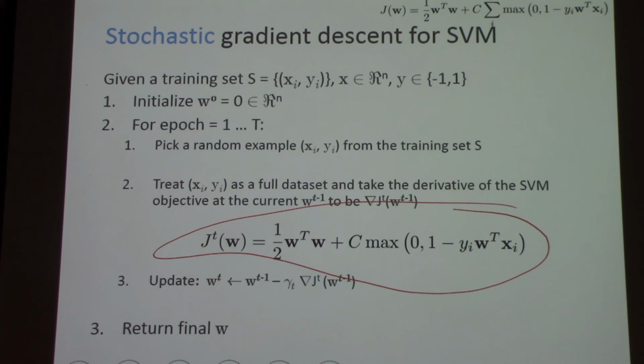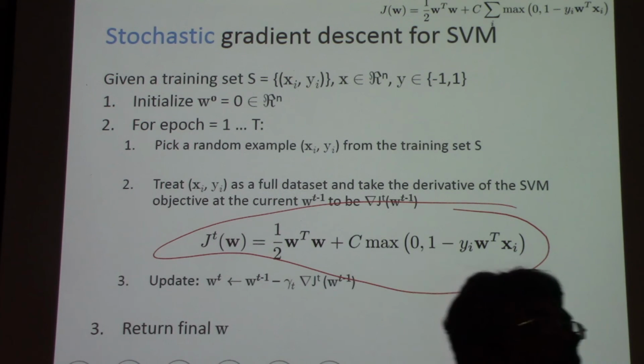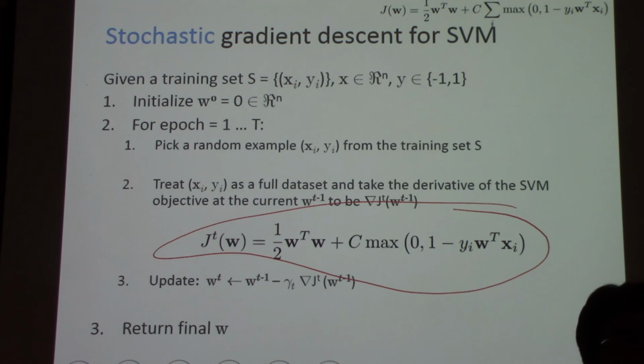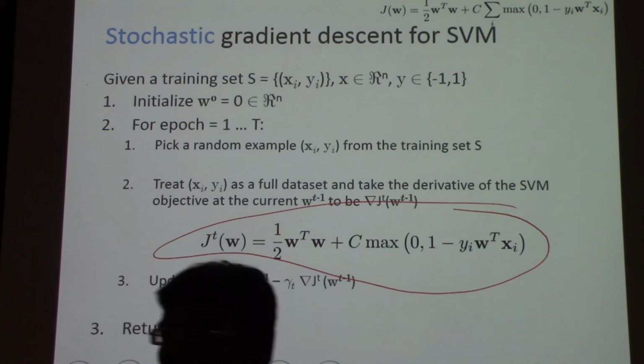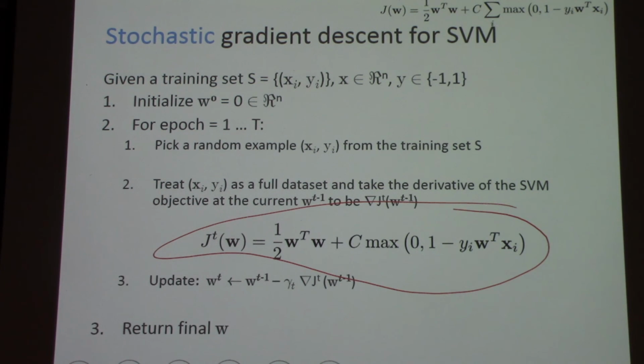And that's one step. And then again, randomly pick another example, pretend that that's your entire training set, take the derivative, take a step. And keep iterating. This strategy is called stochastic gradient descent. It's stochastic because you're randomly picking training examples, pretending that it's the entire training set, and taking a gradient step. And you do this many, many times, and you return the final weight vector.